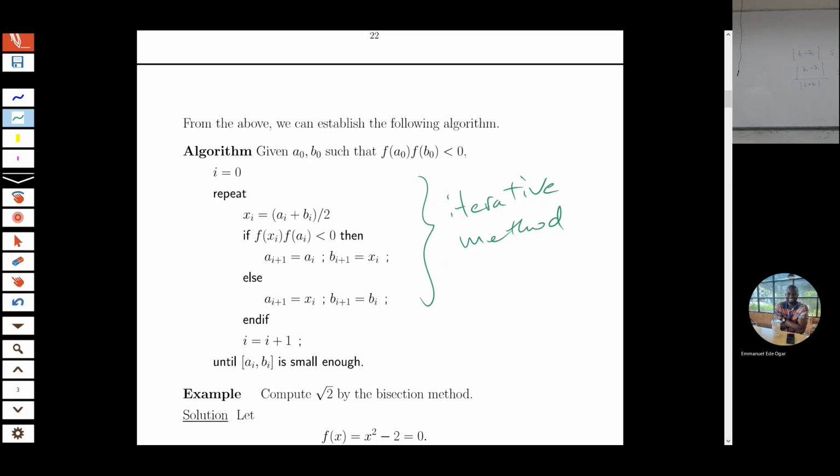Then what we do is that we set i as the loop counter. If i exceeds the maximum allowable number, then we terminate the loop. This is what we do.